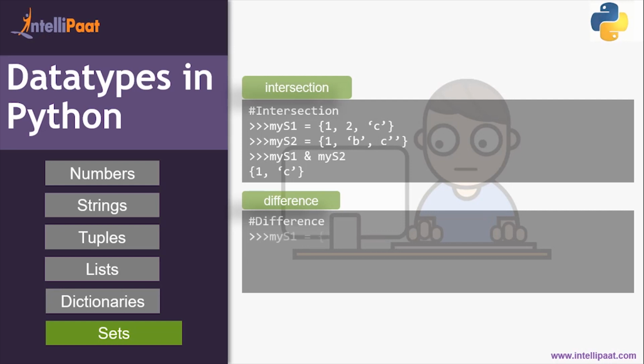Next is the difference. Well, this difference would omit all the common values from both the sets, and it will return only the values which are unique in the first set. For example, we have 1, 2, C in set 1 and 1, B, C in set 2.